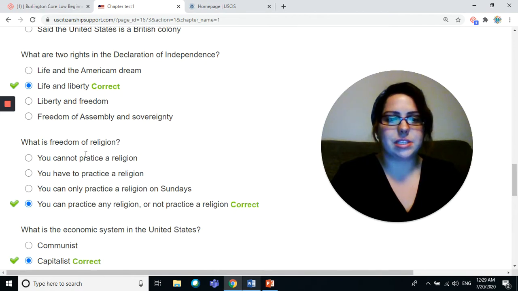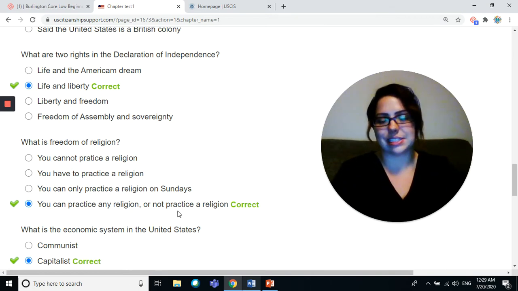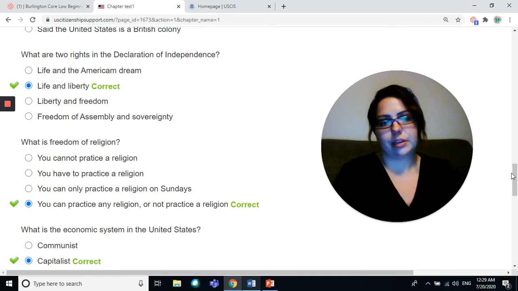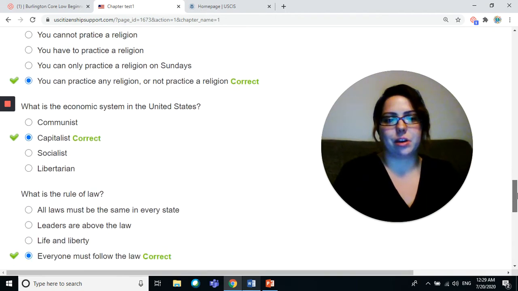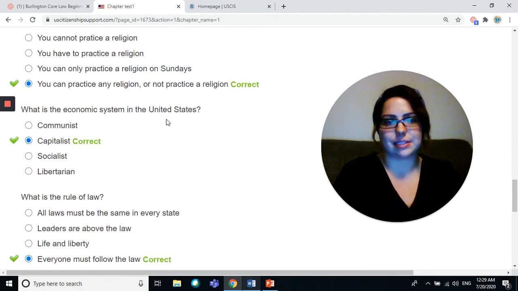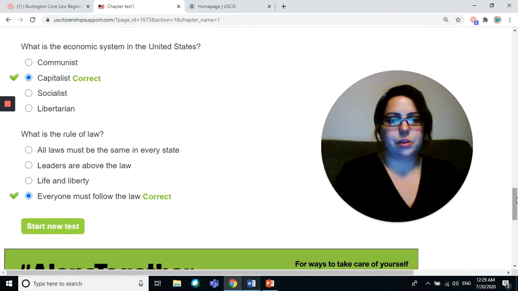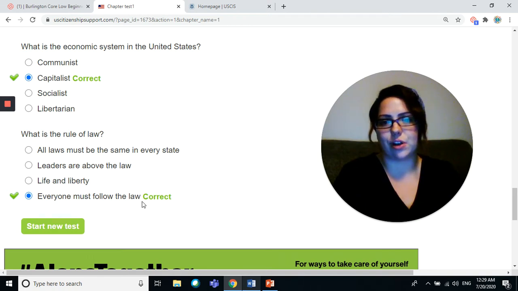The next one. What is it? Freedom of religion. Repeat. You can practice any religion or not practice a religion. Okay. Next one. What is the economic system of the United States? Repeat. Capitalist. Next one. What is the rule of law? Repeat. Everyone must follow the law.